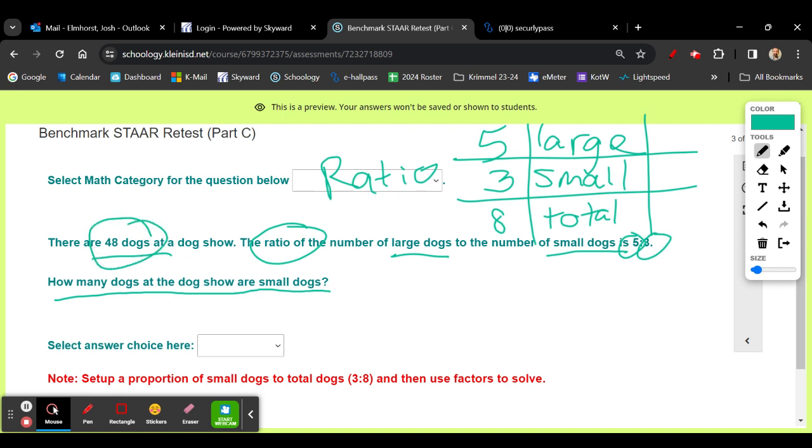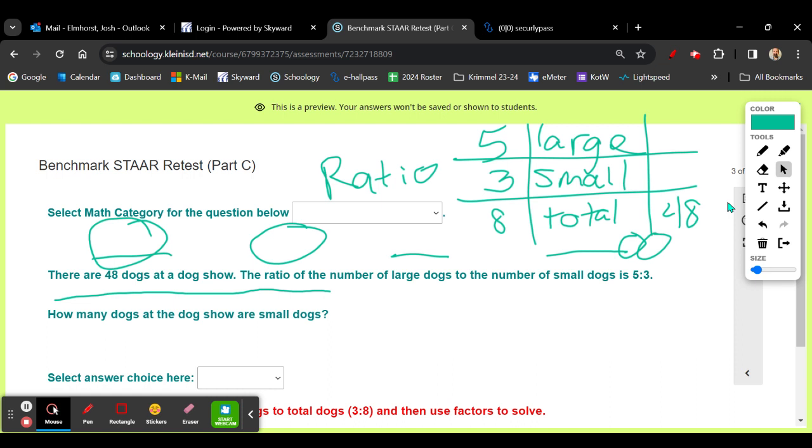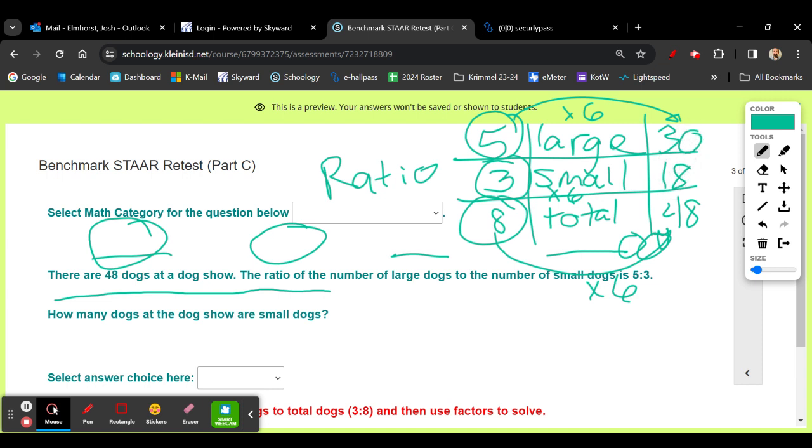So there's 48 dogs at the show. 48 dogs at the show. So we can use factors here. 8 times 6, 3 times 6, and 5 times 6. 30 large dogs, 18 small dogs, and 48 total dogs.